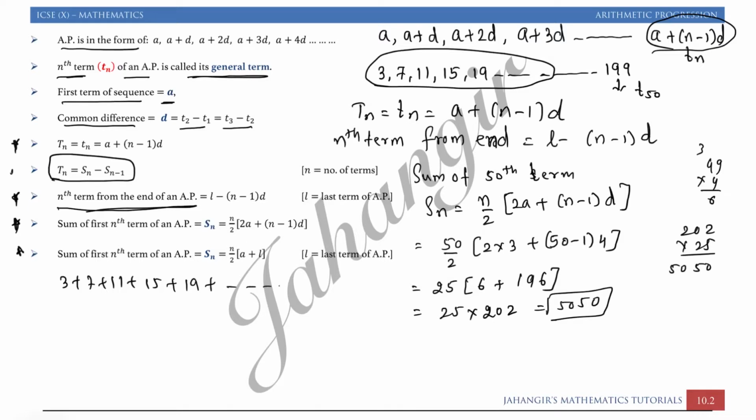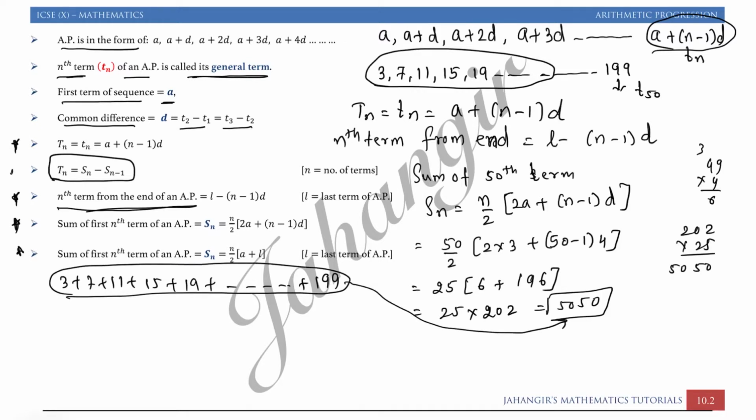plus up to 199 term. If you keep on adding these terms, total is 5050. But if you know the last term, we can use this formula also. Let's check. n by 2 into a plus Tn. Tn is my last term. Because it's 50 terms, we are finding the sum of 50 terms.